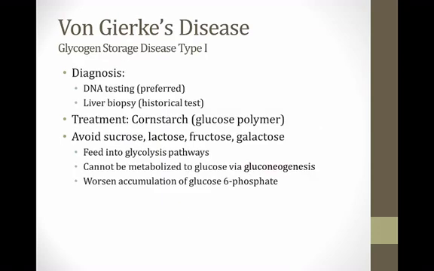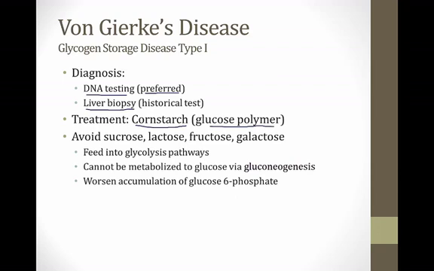Historically, the way to diagnose von Gierke's disease was to perform a liver biopsy on the child and show increased stores of glycogen inside of hepatocytes. This is an invasive test, and in the modern era it's been replaced by DNA testing, which is non-invasive and therefore is preferred. You can treat these children by advising them to consume cornstarch between meals. Cornstarch is a glucose polymer, and this will prevent the hypoglycemia that would otherwise develop.